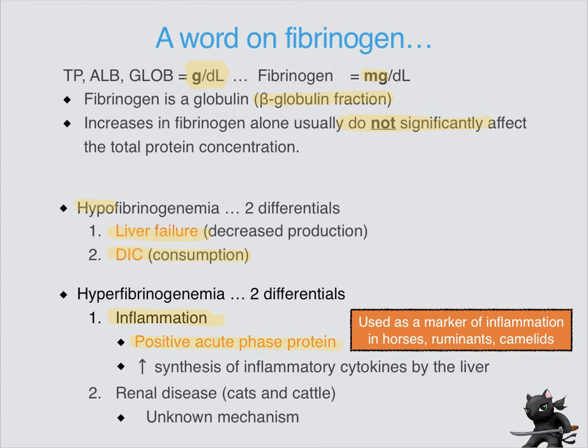So it's a positive protein. It increases, okay? It increases when there's an inflammatory response, positive acute phase protein. You may see it increased in renal disease in cats and cows. It's a thing. Unknown mechanism, no one really knows why. But if anything on this slide, I want you to keep in mind that it's a small portion of the whole total protein fraction and that small portion of that whole globulin fraction, and that it's a positive acute phase protein. Those are the two.